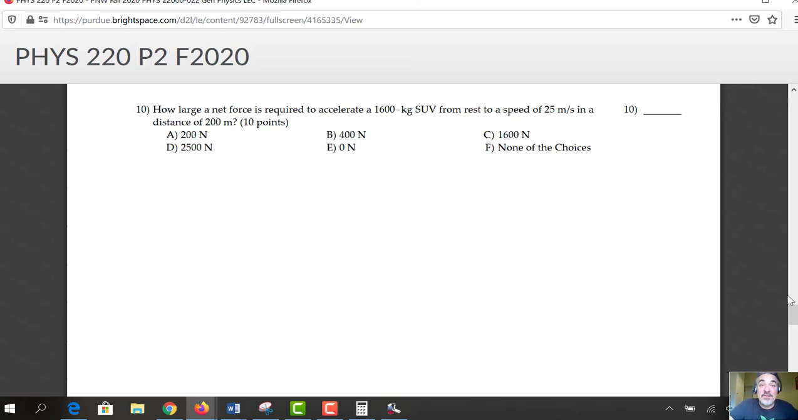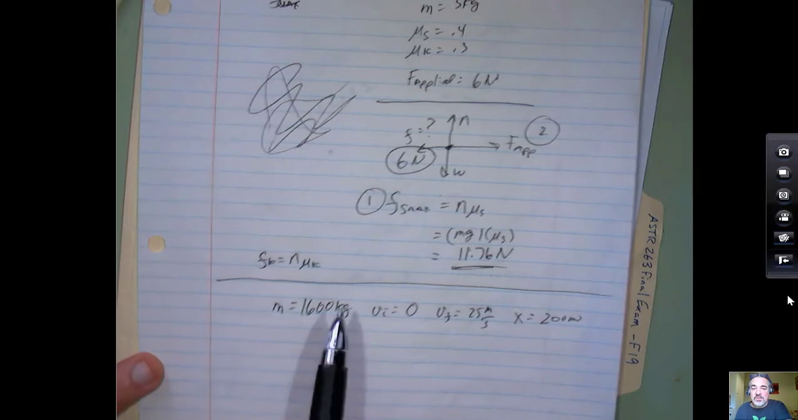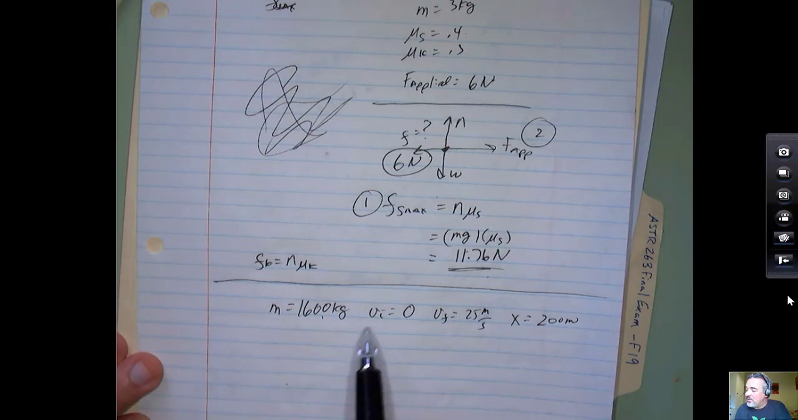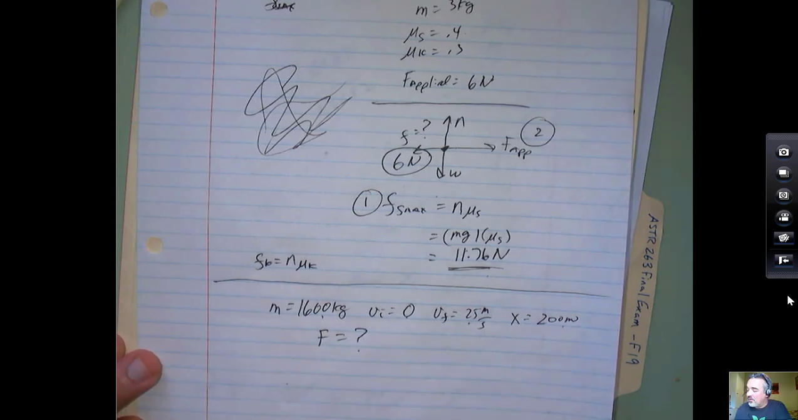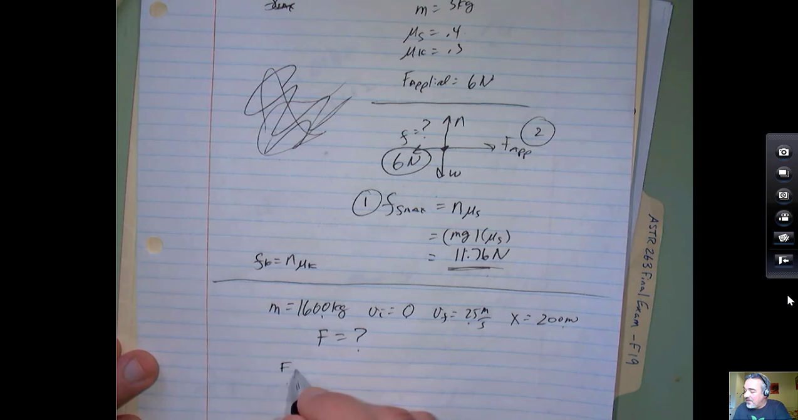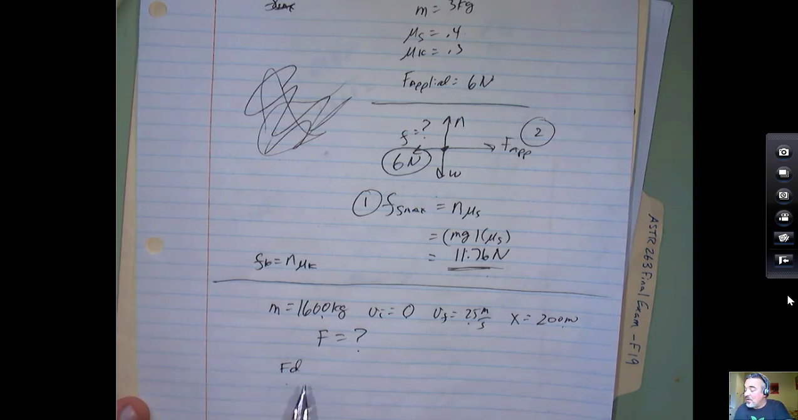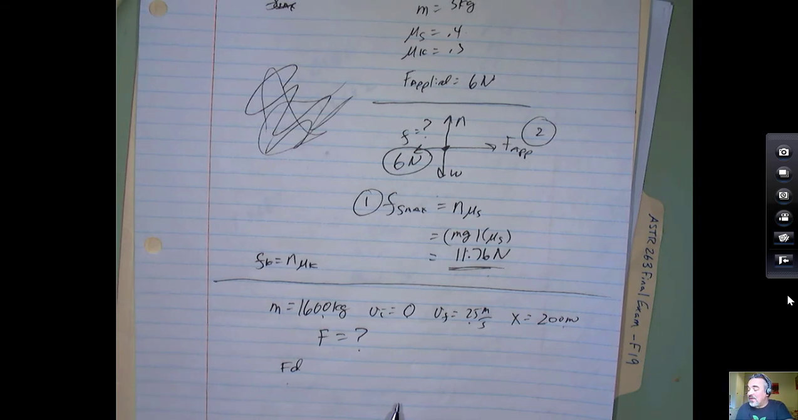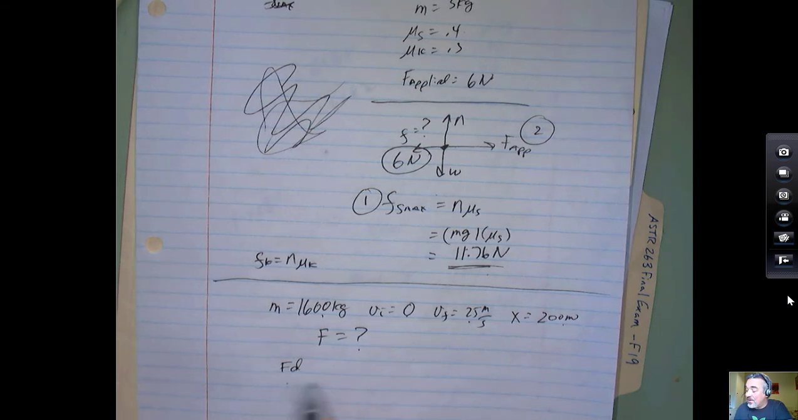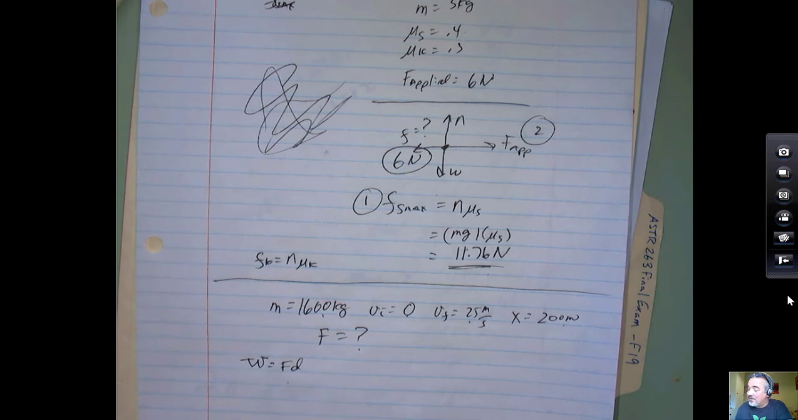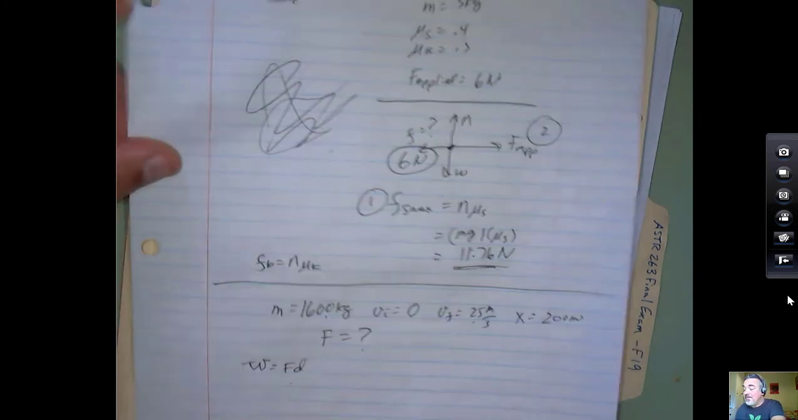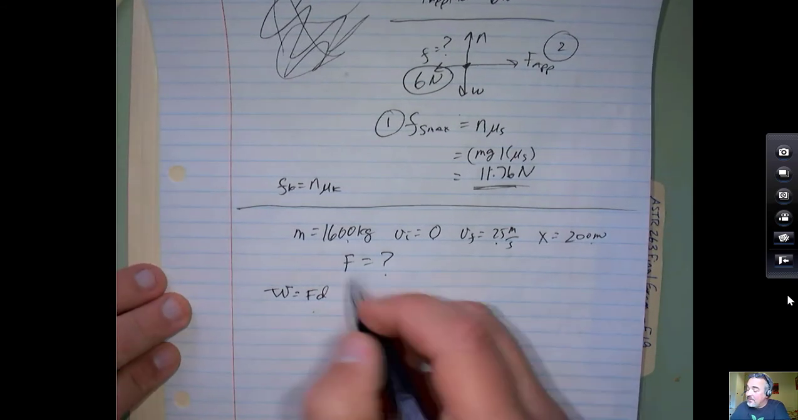Okay, let's take a look at it. So 1,600 kilogram SUV from 0 to 25 in this distance. How much is this force? Okay, so the work-energy theorem is F D cosine theta. That's the angle between F and D. I'm assuming they're lined up with each other, so the cosine of 0 is just 1, so I'm not going to write that. So the work, this is the work-energy theorem. I'm just giving it to you in general. FD, what does that give you?